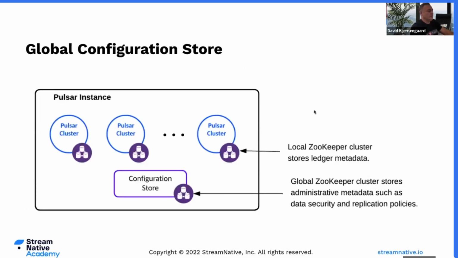Yep, so here's the instance. Looking at this graphically, you have a single Pulsar instance, and you can have multiple Pulsar clusters assigned to it. Each one is going to have its own local configuration store associated with it, as it did before. There is no difference across that. But then there's a separate configuration store for the Pulsar instance that's called a global ZooKeeper cluster. That keeps track of metadata about all these different clusters that belong to the instance.